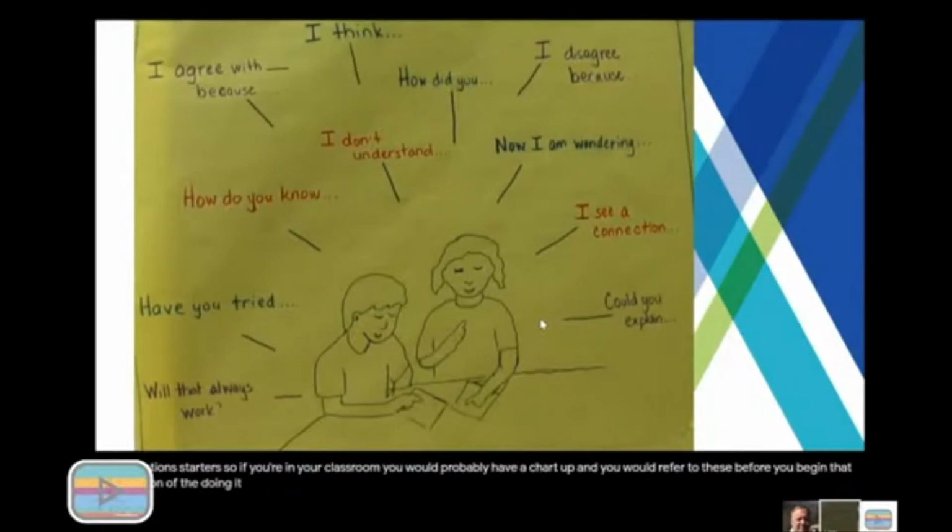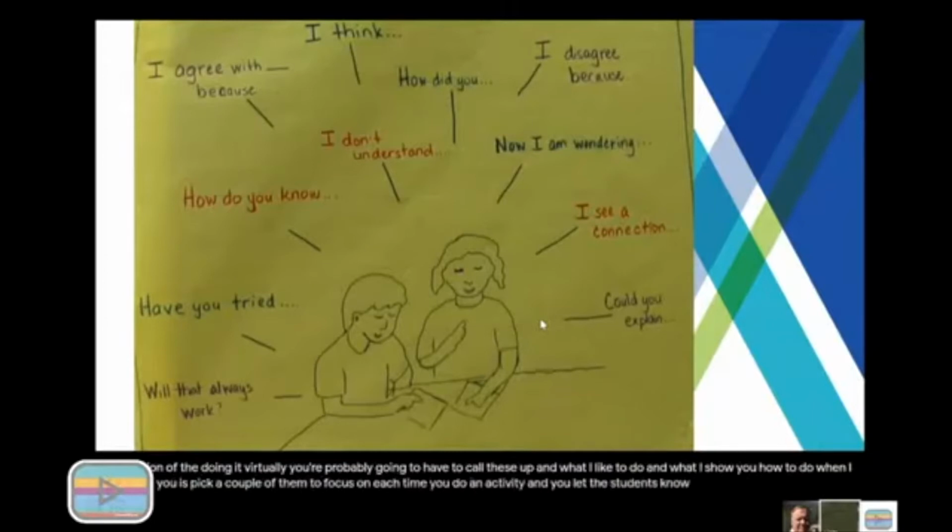Doing it virtually, you're probably going to have to call these up. And what I like to do, and what I show you how to do when I work with you, is pick a couple of them to focus on each time you do an activity. And you let the students know up front.